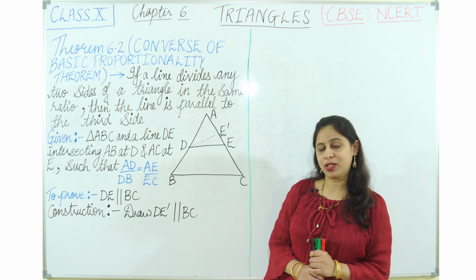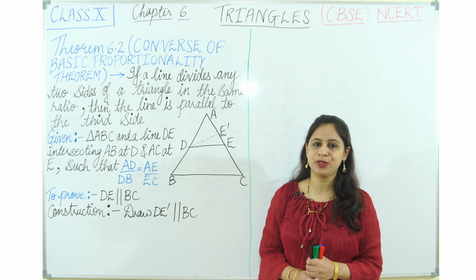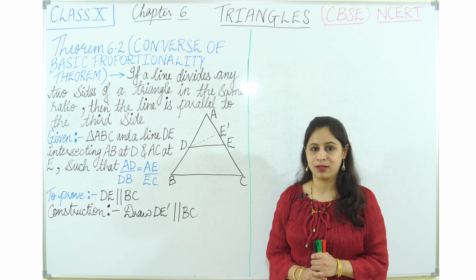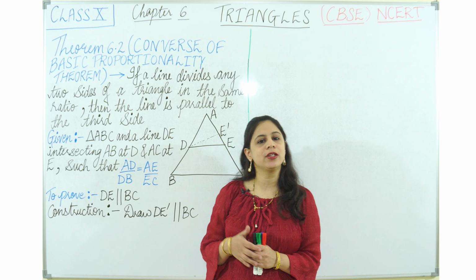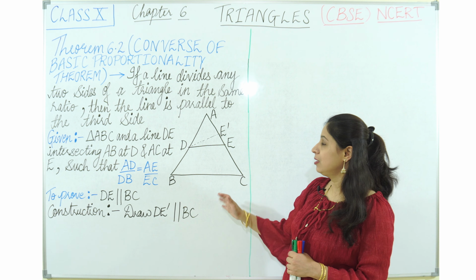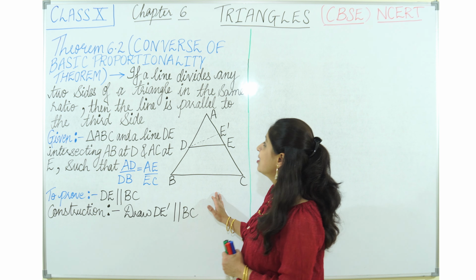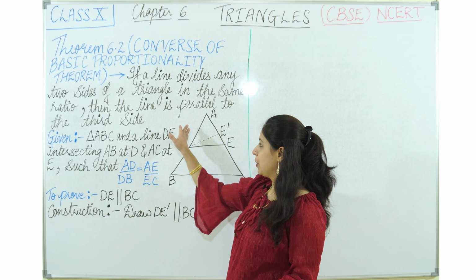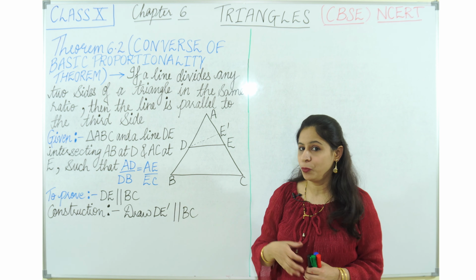So let us start with theorem number 6.2 of chapter 6, Triangles, for class 10 CBSE NCERT. Theorem 6.1 was the basic proportionality theorem, or the Thales theorem, and theorem 6.2 is the converse of the basic proportionality theorem. Let us first see the statement, and later on we will be proving this theorem in this session.